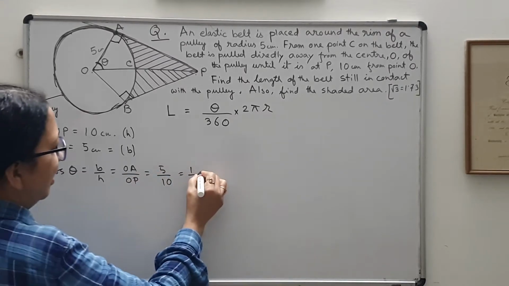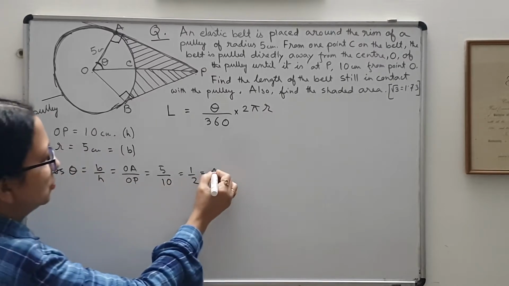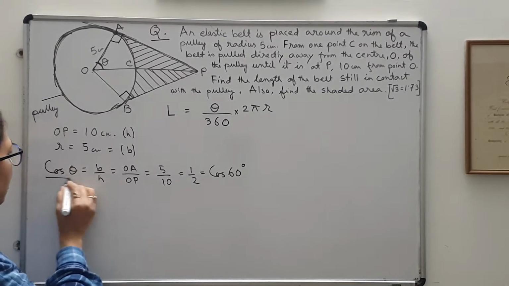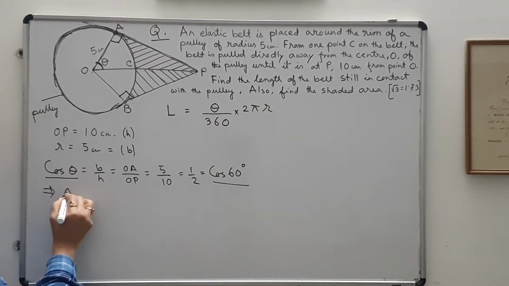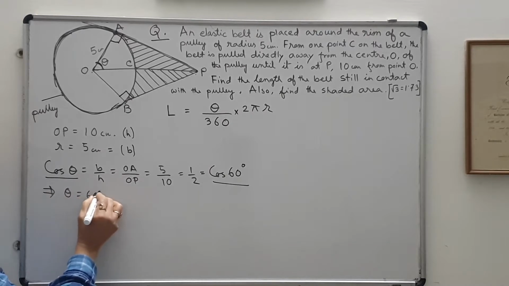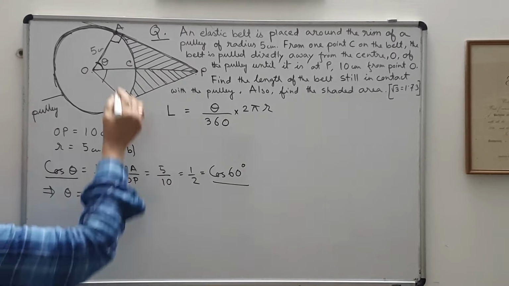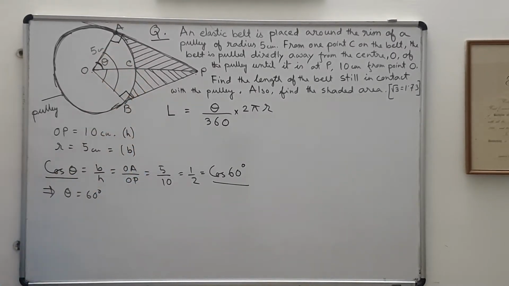And you know half, when I have to know the theta, I have to know the cosine ratio also. So half is nothing but cos of 60 degree. So from this one, cos theta is cos 60 degree, we can very easily know the value of theta to be 60 degree. Similarly, this one will be also 60 degree. So what is this total angle? This one will be 120 degree.